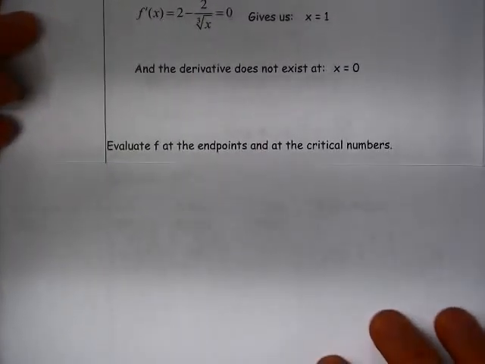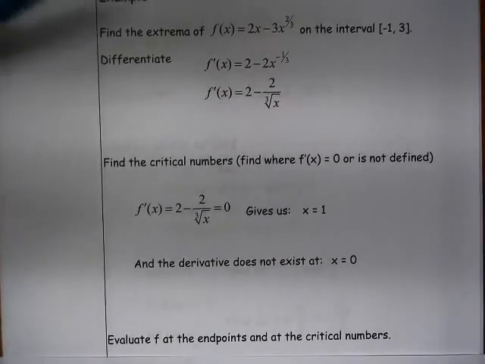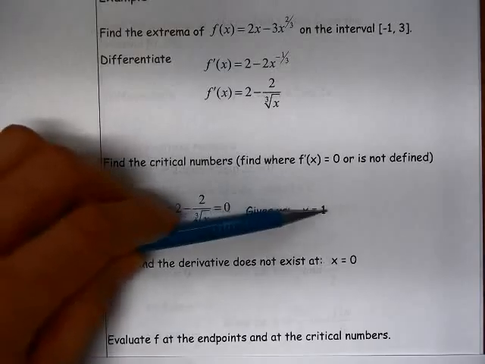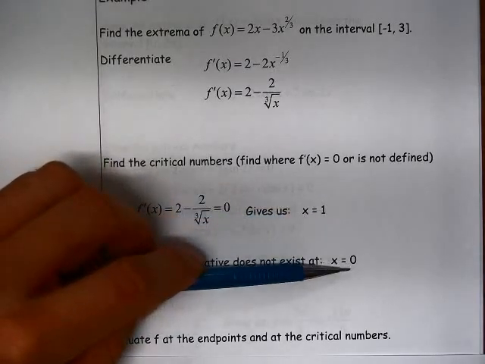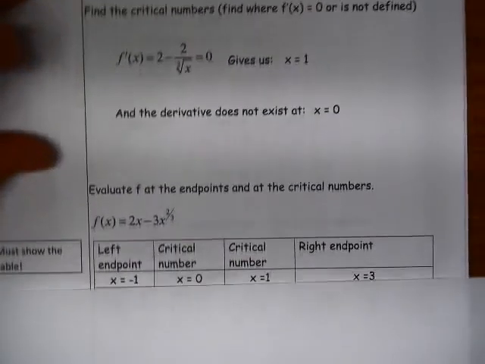Now we're going to evaluate f at the endpoints and their critical numbers. So if we look back up at the interval we were talking about, up here, our endpoints are -1 and 3. Our critical numbers are 1 and 0. We have to evaluate our function at all 4 of those x values.